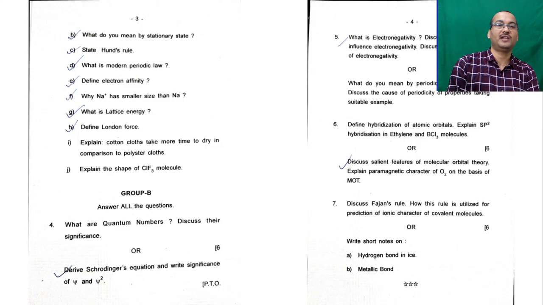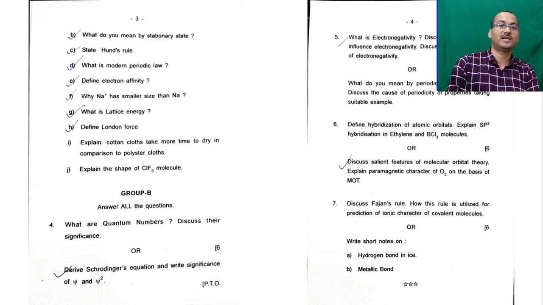Define electron affinity. Why is Na+ ion smaller than Na? What is lattice energy? Define London force. Explain why cotton clothes take more time to dry in comparison to polyester clothes. Explain the shape of ClF3 molecule.